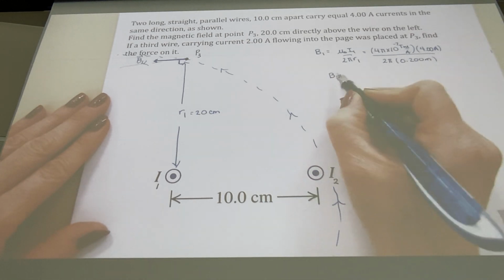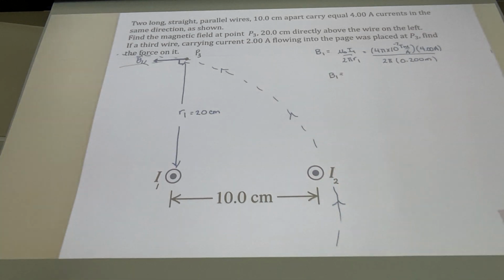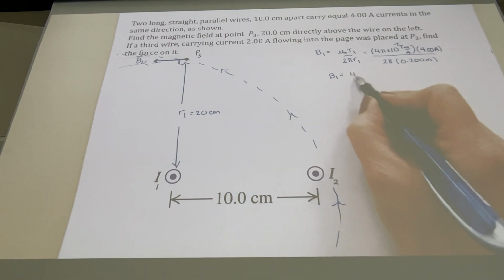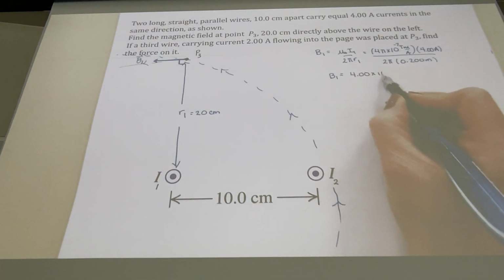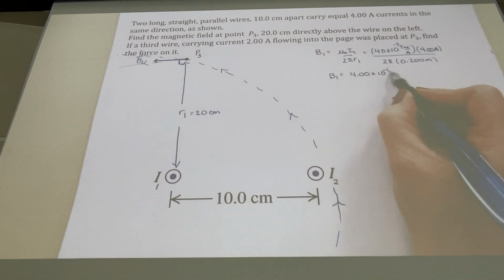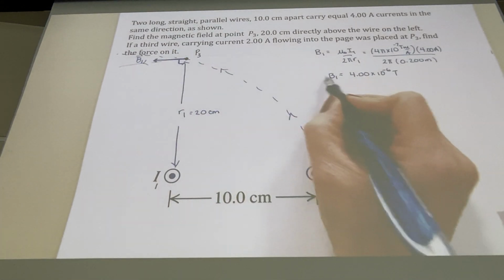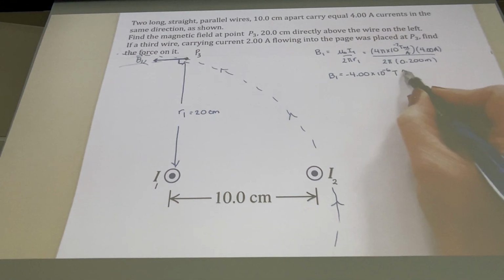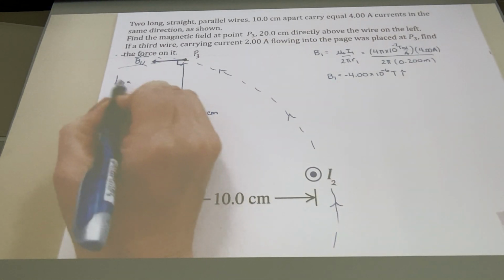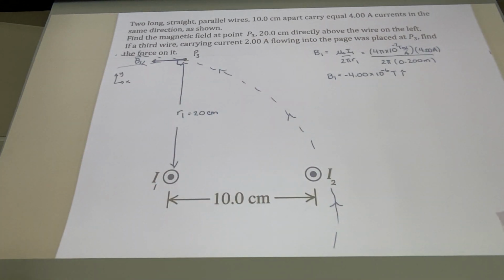So my magnetic field vector B1 has a magnitude of 4.00 times 10 to the minus 6 Teslas. It points to the left, so that's the negative i direction. With the idea that we're going to be doing a vector addition here, I'm just going to go ahead and write down the components of that vector.